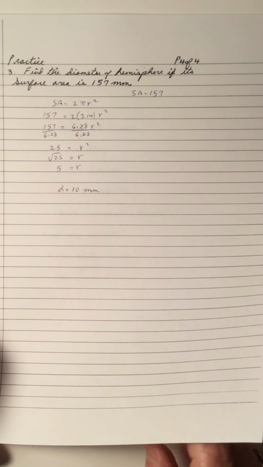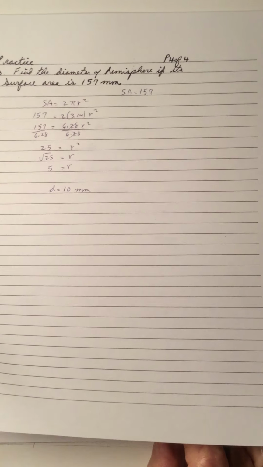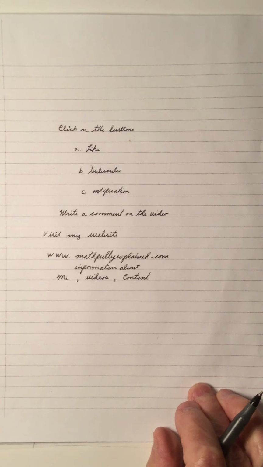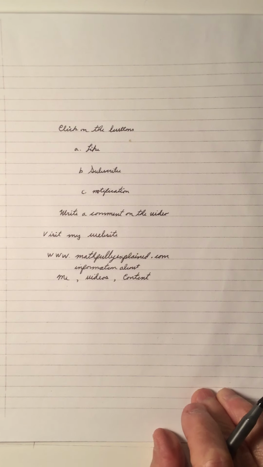So that takes us through working out the surface area of a sphere, and a hemisphere is half of that. And remember, the formula for the surface area of a sphere is 4 times the area of a circle, 4 pi r squared. So a hemisphere is 2 pi r squared.